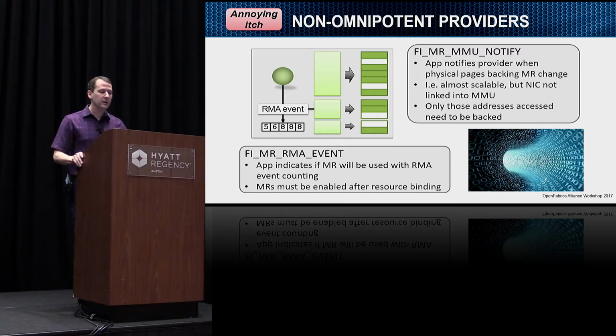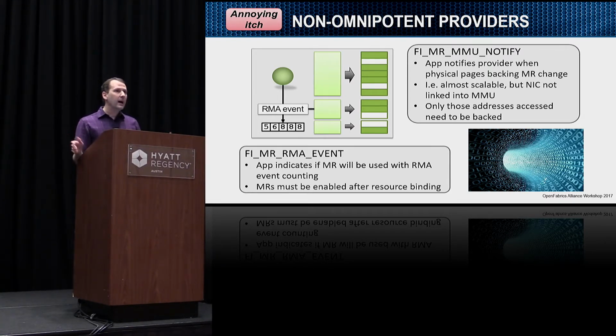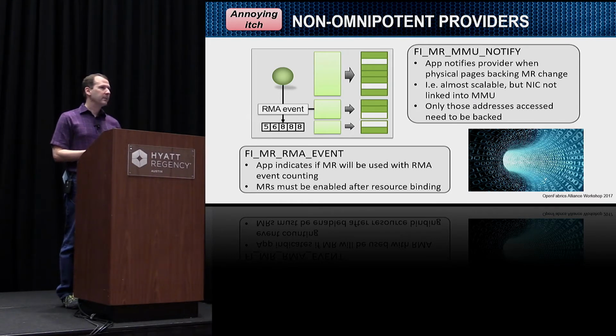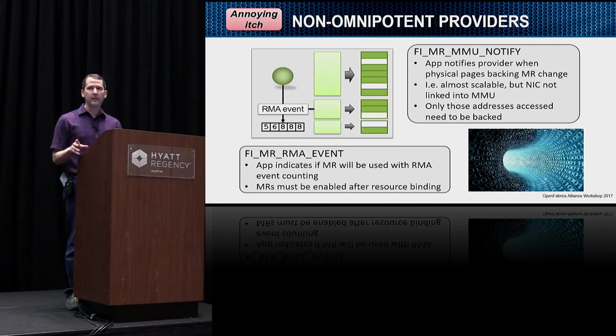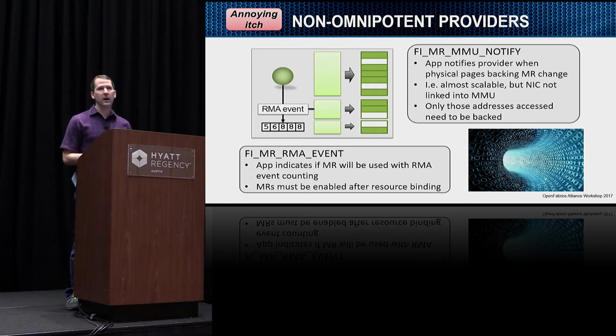I think this is the last one. There are a couple of other mode bits we ended up adding to support the various providers. So MMU notify was added. This allows an application to register memory where they do not have physical pages backing the memory. The provider can set up the registration, and if any of those memory pages change, the user is responsible for notifying the provider that those changes have occurred. And then the provider actually brings in the mapping. This is for NICs where they can register all of virtual memory, for example, but they're not hooked into the memory management unit. They have to be told that all the memory I'm going to have access to is now there. Update your page table entries.